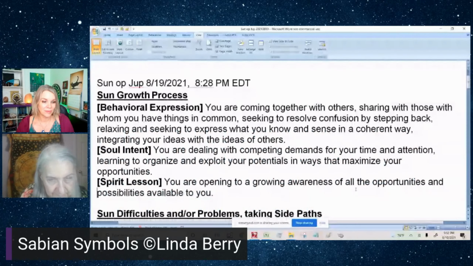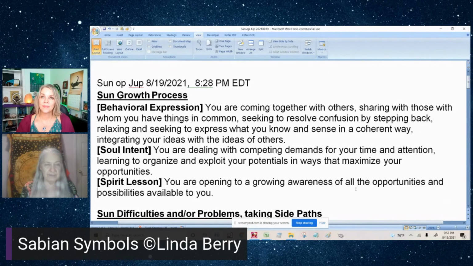Here we go. Now, we have two parts to the Sabian symbol because the Sun and Jupiter are opposite each other. So they're in opposing symbols, they're not in the same symbol. Remember, we're talking about a behavioral process in the natal chart, a soul intent in the 13th vibration, and a spirit lesson in 169. Now, remember, this is not vibrational astrology. This is not the way we interpret 13 and 169 in vibrational astrology, but this is how they seem to work in the Sabian symbols.